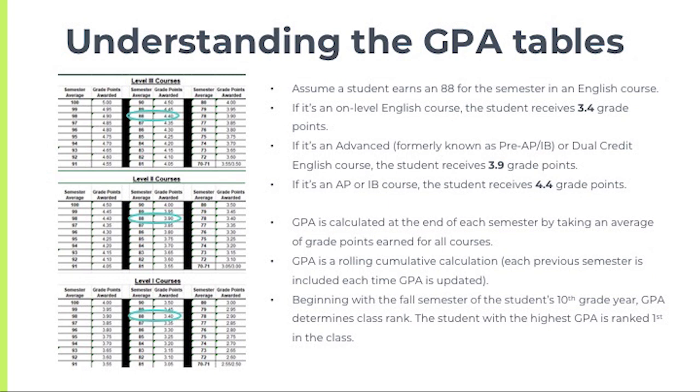determine class rank. And so we are required by the state to rank the top 10% at least. And so the student with the highest GPA is ranked first. And as we get into senior year, GPA determines walk order for our top 10 and also determines top 10%. So it's a little bit about how the GPA tables work.